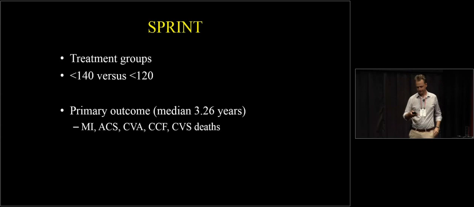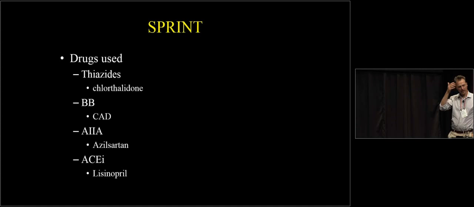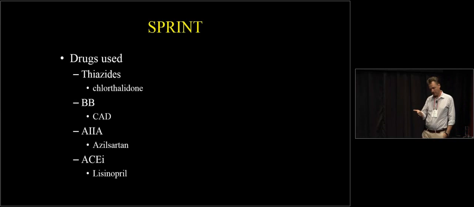The drugs they used were fairly standard. They used the ABCD type of drugs. They used chlorthalidone, a thiazide-like diuretic. They used beta blockers, especially in patients that had coronary artery disease. That's very reasonable. They used the ACE inhibitor lisinopril, very good. They used one I'd never heard of, this angiotensin 2 one, azilsartan, that was given to them by a drug company. But that's fine.